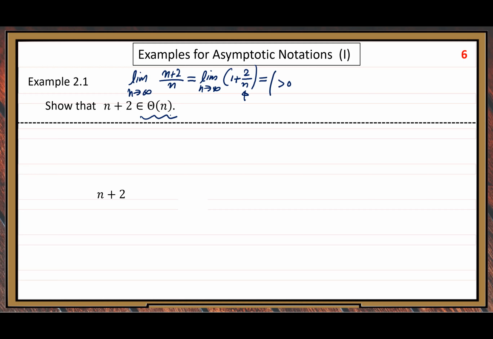First, let's look at the lower bound. What constant multiple of n can we use as the lower bound of n plus 2? How about that constant 1? 1 times n, just n. We know n is always less than n plus 2, right? That's trivial, and it is always less than n plus 2, no matter what.